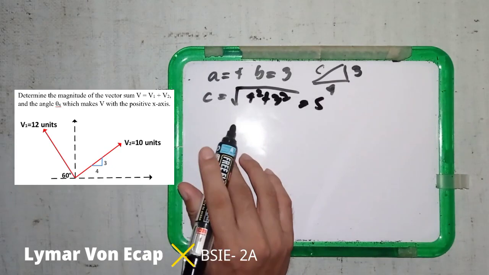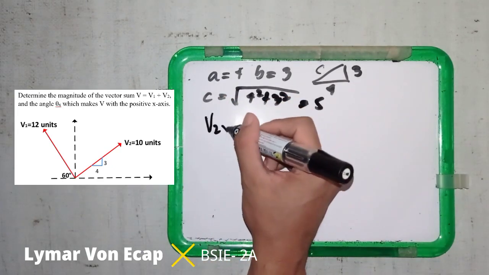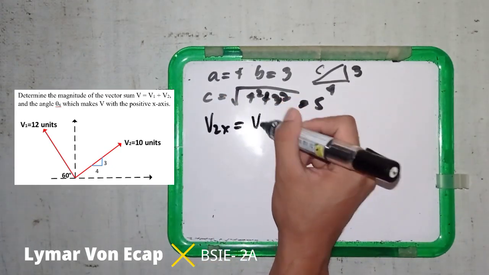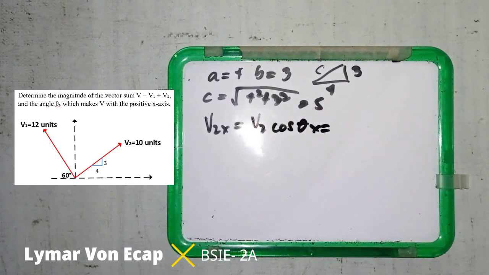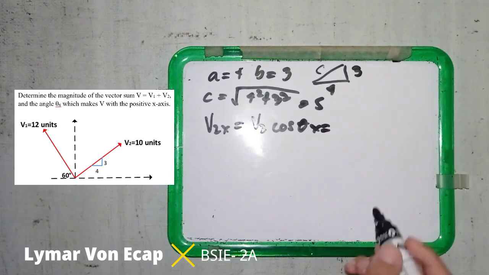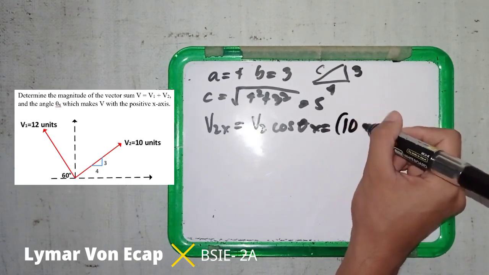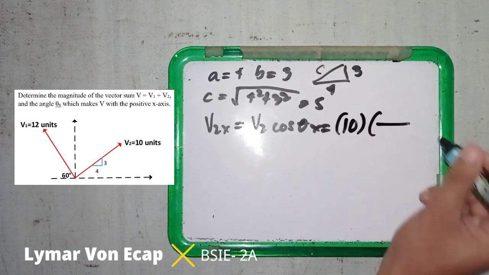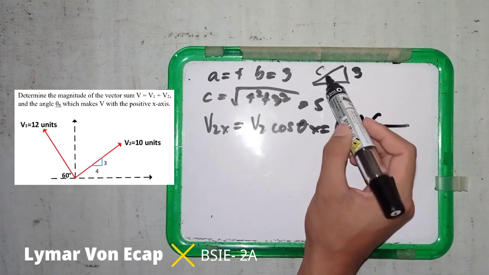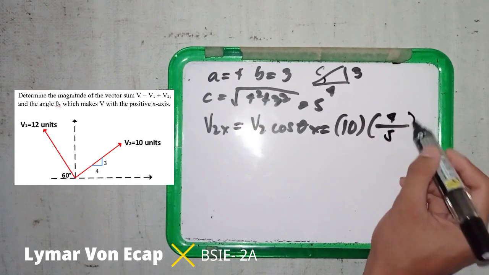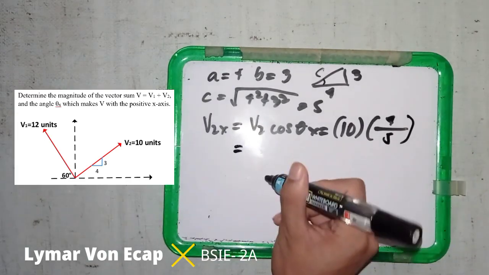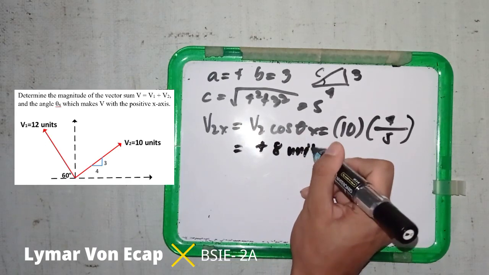Next, we need to find the x component of vector 2, which is its magnitude multiplied by cosine theta x. Since cosine theta x is equal to adjacent over hypotenuse, the magnitude of vector 2 multiplied by adjacent, which is here 4 units, over the hypotenuse 5, and what we have here is positive 8 units.